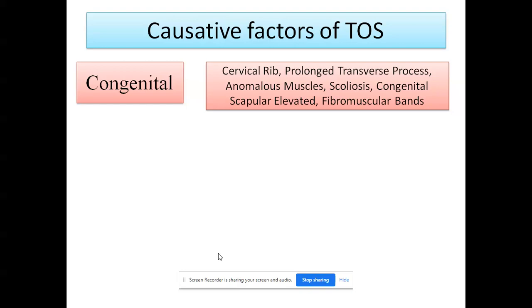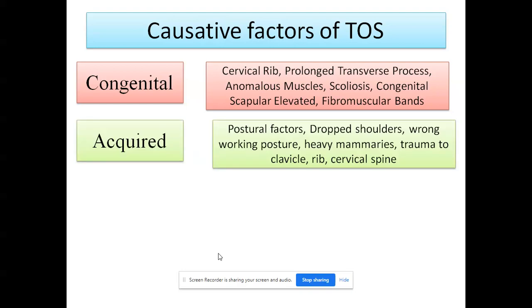Coming to the last point in congenital, that is your fibromuscular band. Fibromuscular bands are nothing but the abnormal banding system formed or seen within the muscle. If these fibromuscular bands are seen in the scalene muscle along with the pectoralis muscle, they can lead to TOS symptom. Coming to the second point of causative factor in TOS is nothing but your acquired. Acquired are absent genetically or absent congenitally. They get acquired along with their abnormal posture.